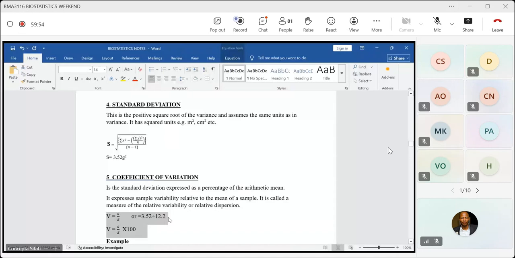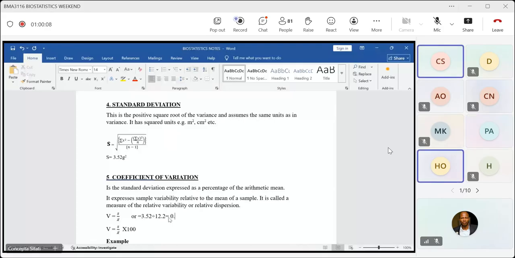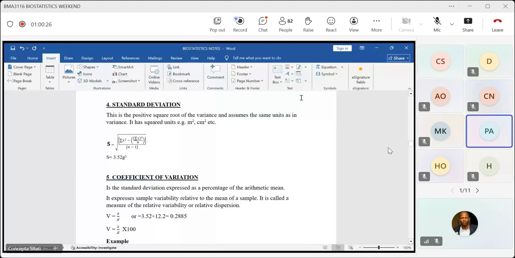What do we get? 0.2885. And if we multiply that by 100, times 100. What do we get? 28.85%.